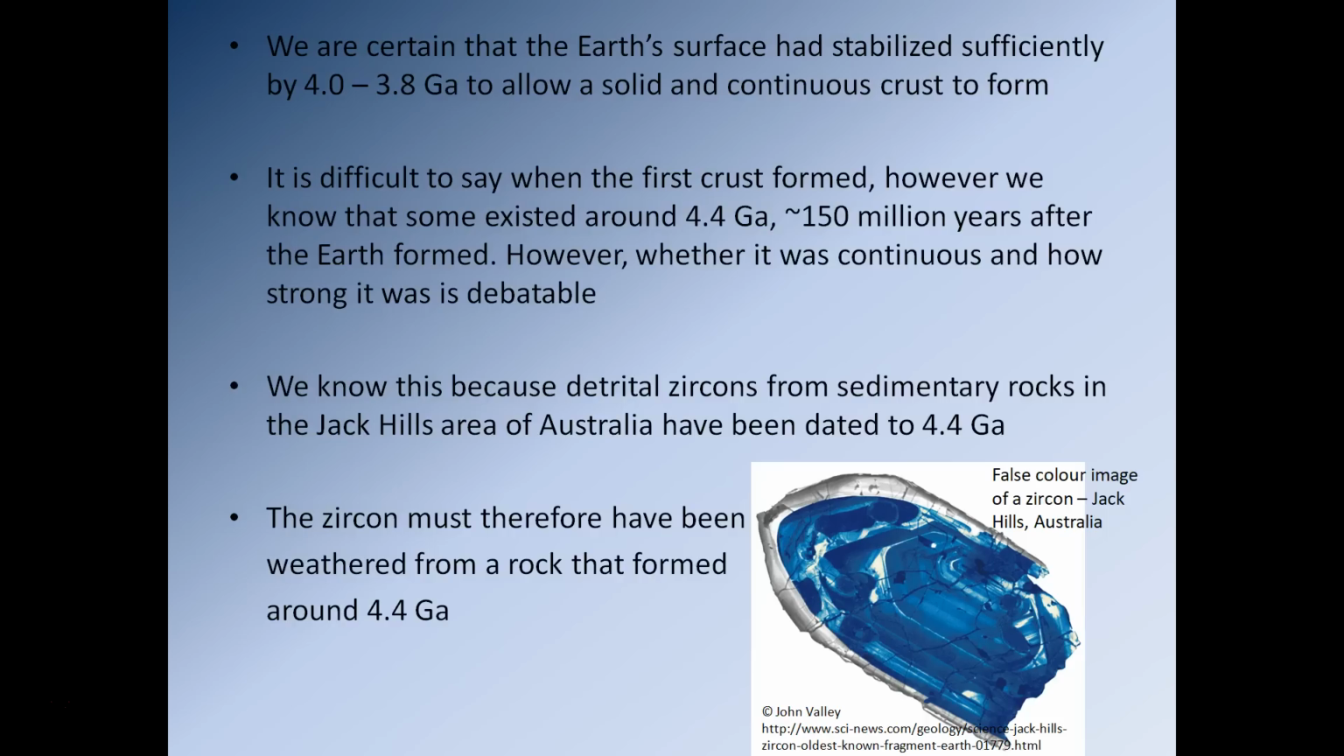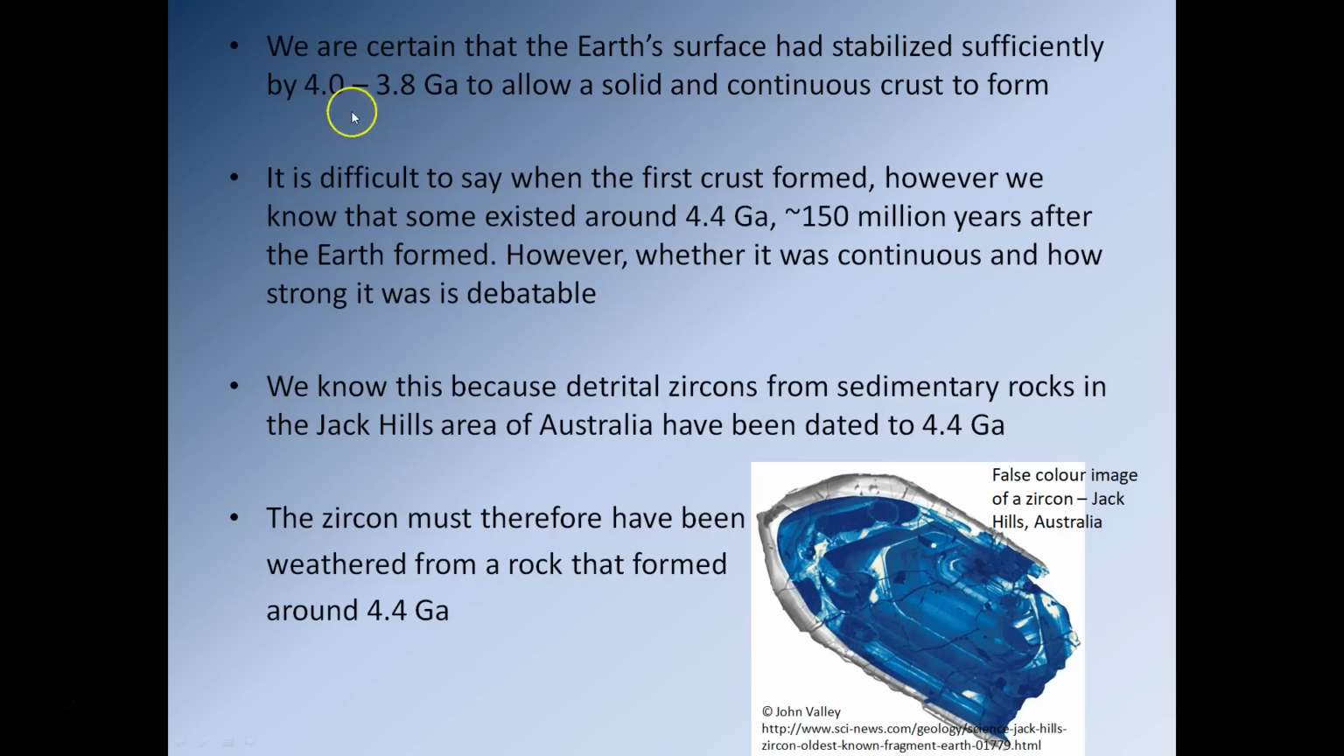So we are certain that the Earth's surface had stabilized sufficiently by about 4 to 3.8 billion years ago to allow a solid, continuous crust to form. Now, we know this because we have pieces of crust that date back to around this period. So we know there was a crust.